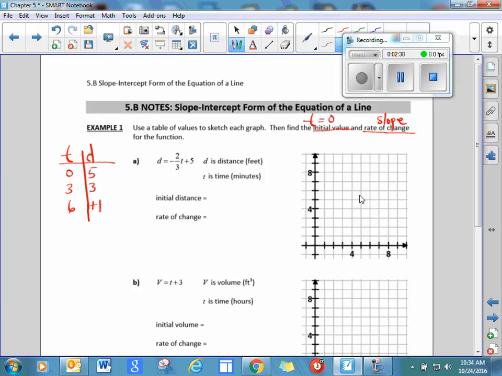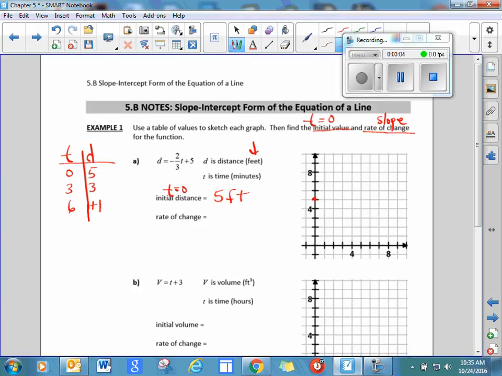So we're going to come over here and we're going to graph it. We're going to talk about the initial distance. Again, this is when t is equal to 0, when you have not even started yet. How far have you gone? So the initial distance is 5, and this is in feet. And the rate of change we're going to actually get from our graph over here. So let's go graph our points.